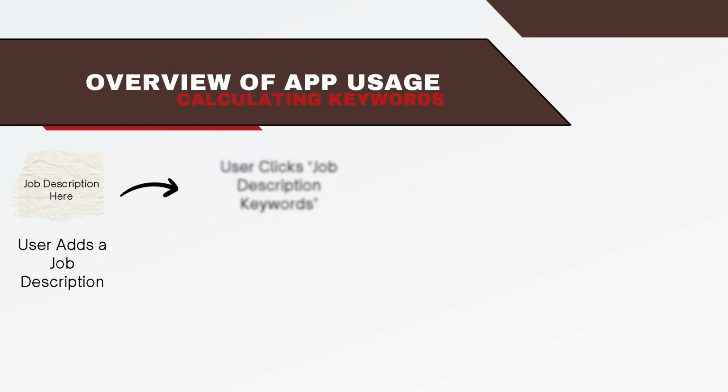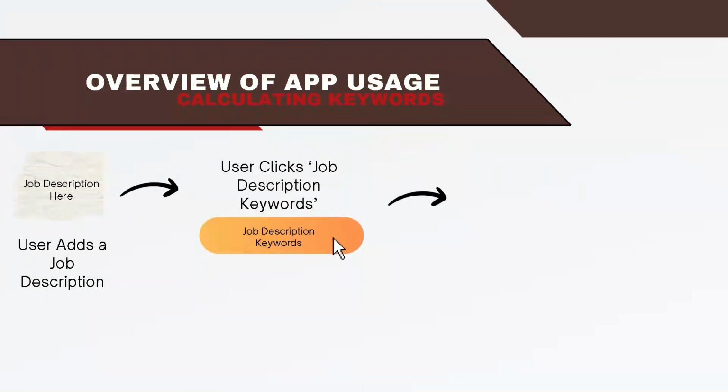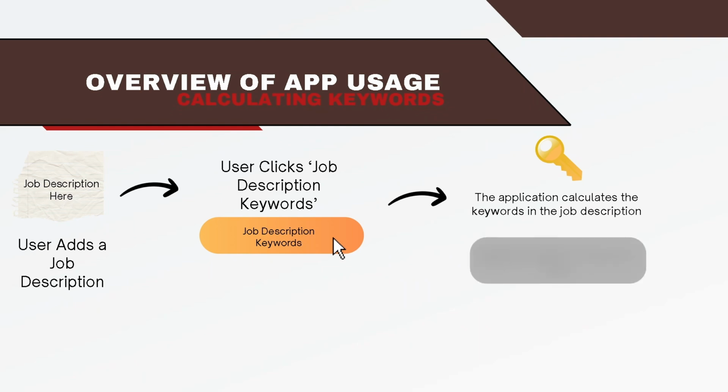So the user adds a job description, then they click on the job description's keyword, and once they've done that in the application, they will actually see the keyword. So maybe you put in Python, JavaScript, and React. And that means without really reading the job description that much, you'll realize that maybe you should put Python, JavaScript, and React somewhere into your resume, especially if it pops up very often within the job description.